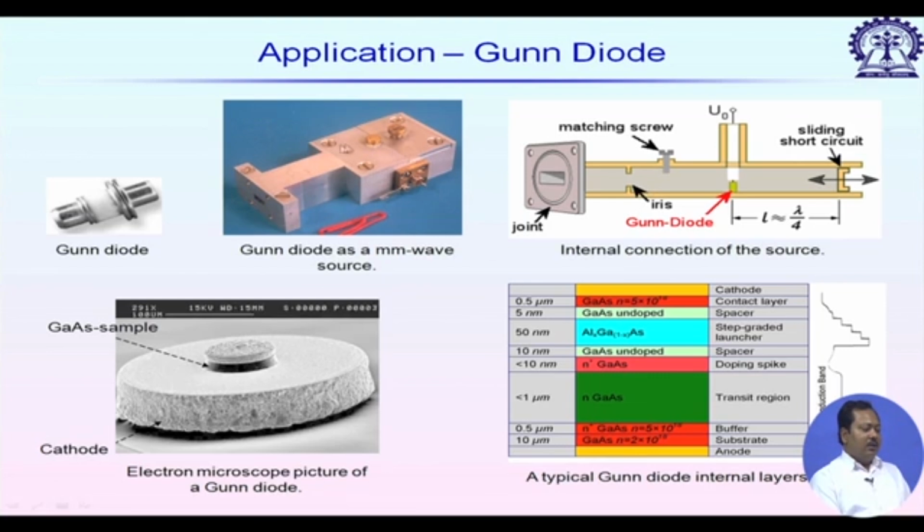So, you can see the assembly from outside using split block technology, and this bottom left figure shows an electron microscope photograph of a GaN diode. You can see the black color gallium arsenide sample in between two copper metals. This copper is used just for connection.